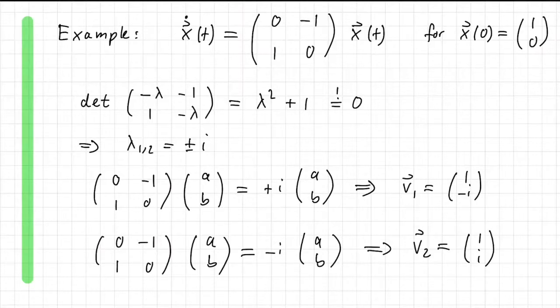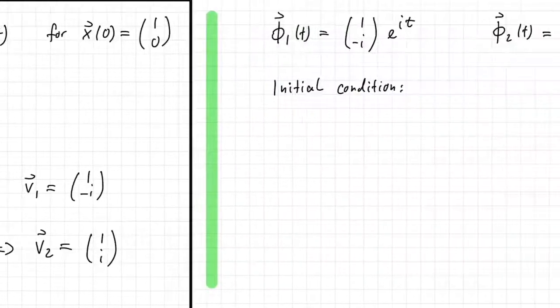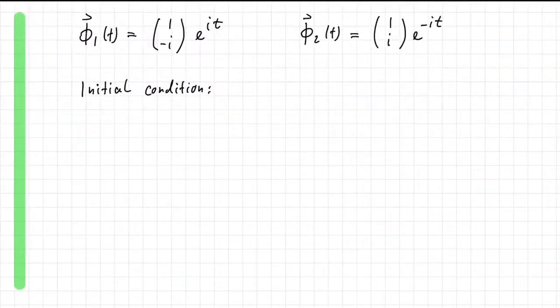Okay, now we have eigenvalues and eigenvectors. With that, we basically already know the basis vectors, which are the first eigenvector times e to the lambda 1 t, where lambda 1 was plus i. So we have e to the it here. The second eigenvector is 1, i times e to the minus it, which is the second eigenvalue. Okay, now these are the basis vectors.